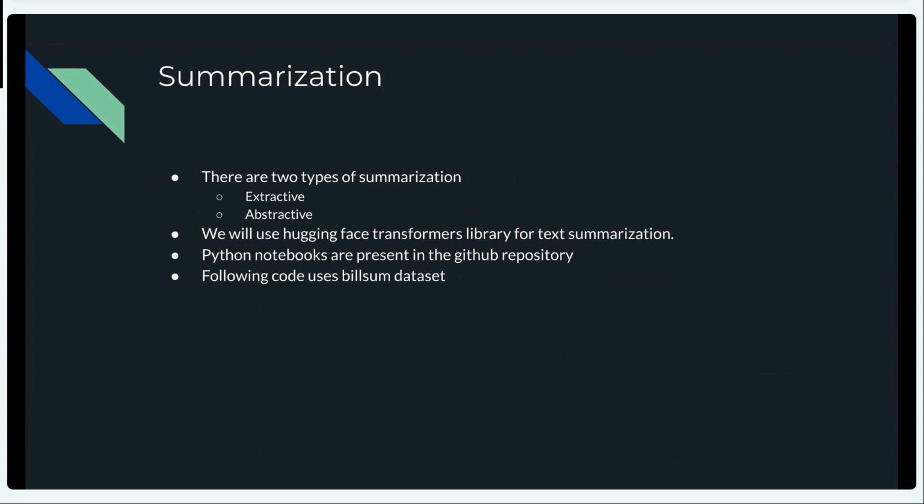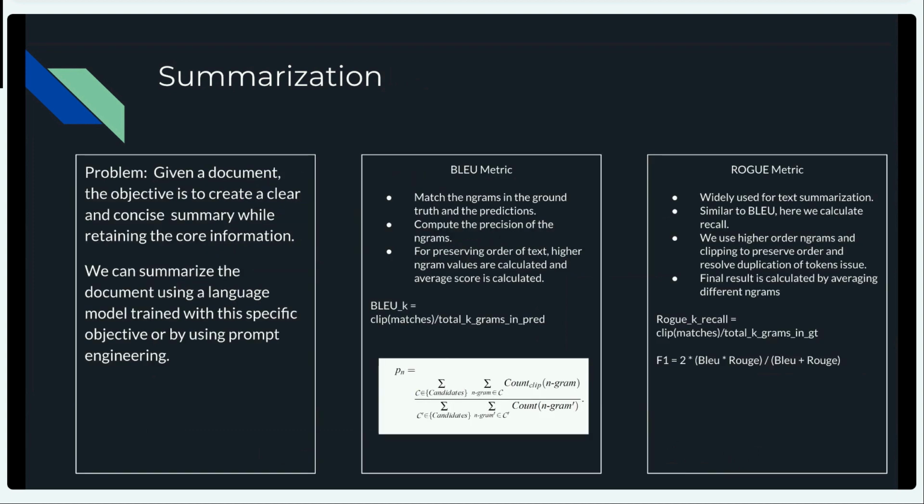But before that, I also wanted to talk a little bit about the performance metric. How do you calculate the performance of your summarization? So let's say you have some label data available to you. In that case, what you can do is calculate your BLEU metric or a ROUGE score. Both of these metrics are pretty similar. BLEU calculates your precision, while the ROUGE metric calculates the recall.